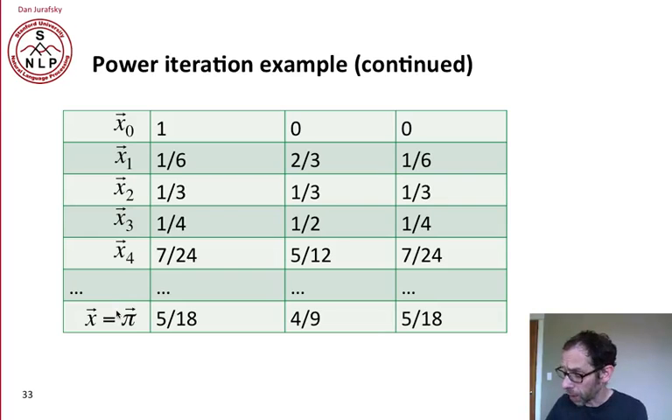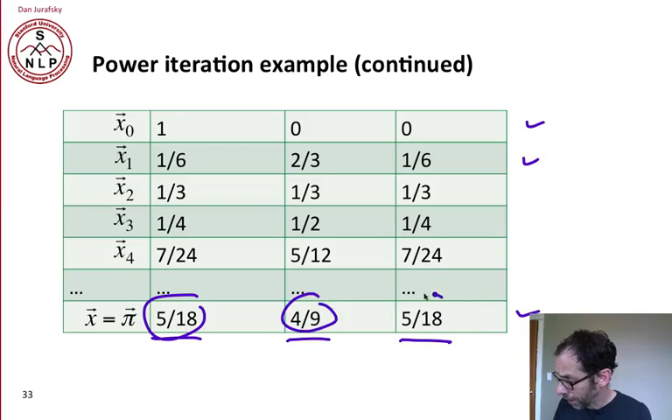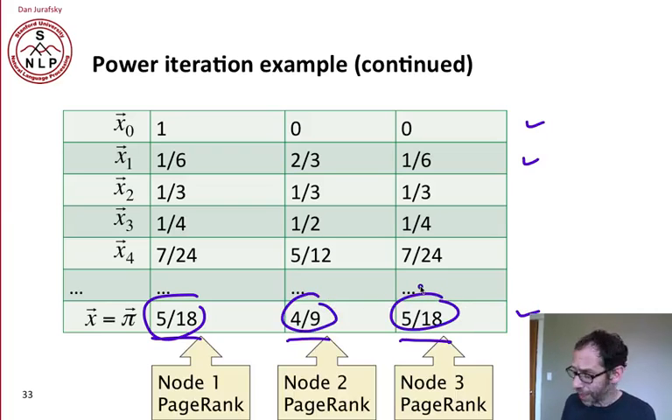And if we continue this process from 1, 0, 0 through 1/6, 2/3, 1/6, all the way until we reach a steady state, we're going to get a steady state of 5/18, 4/9, 5/18. So that's going to be the long-term visit rate for node 1, node 2, and node 3. And that's going to be the PageRank of node 1, the PageRank of node 2, and the PageRank of node 3.